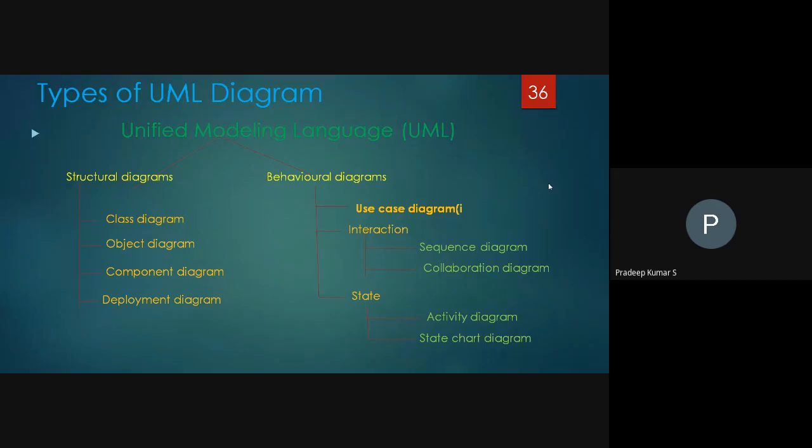I note down the difference between the structural and behavioral. Here in the structural, it can view the static view of the UML diagram. Here in the behavioral, that is the runtime view of the UML diagram. Under the structural are the class diagram, object diagram, component diagram, and deployment diagram. Under the behavioral are the use case, interaction, and state diagram. We already referred to them.